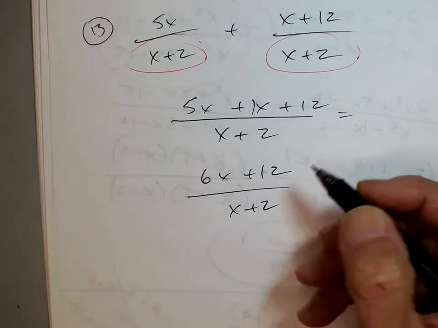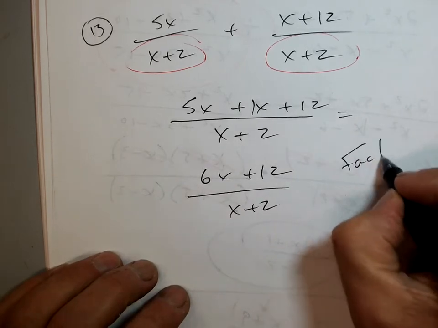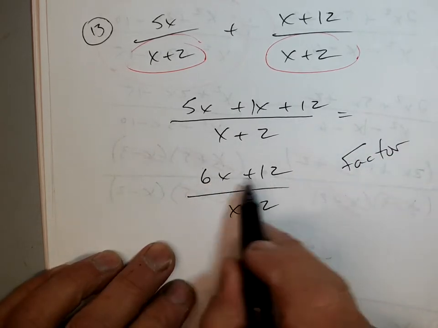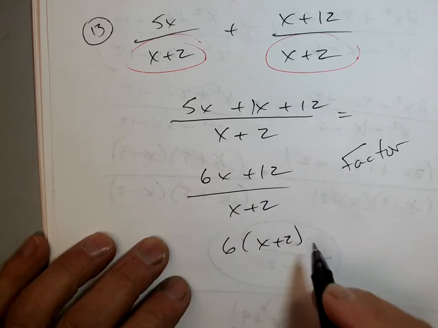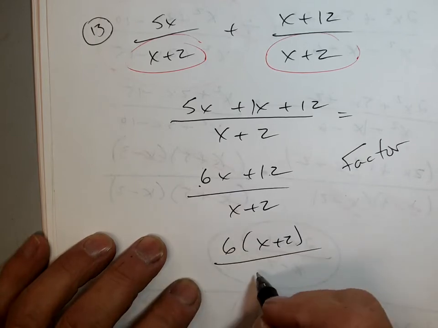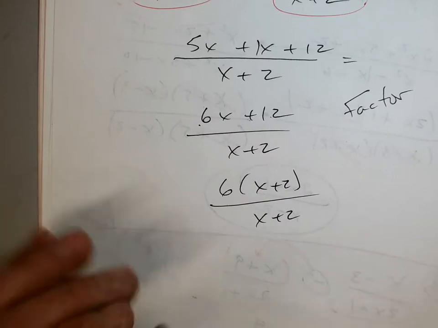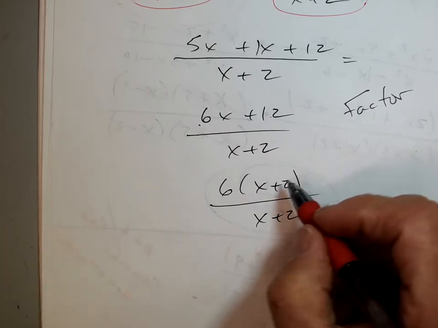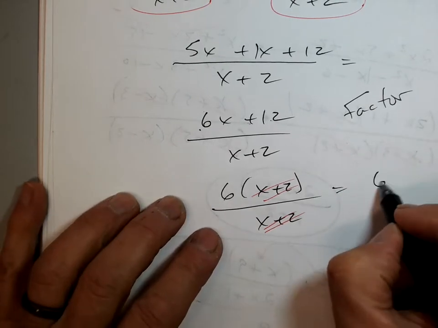Now normally I'd be done, but this fraction will reduce. This fraction is going to reduce because I can factor, right? So I'm going to factor. And if I factor out a 6, you see that? I have a 6 times an x plus 2. Because I can take out a common 6. And in the denominator, I have an x plus 2. So what are we going to do? Let's cancel. So this fraction reduced all the way down to 6.